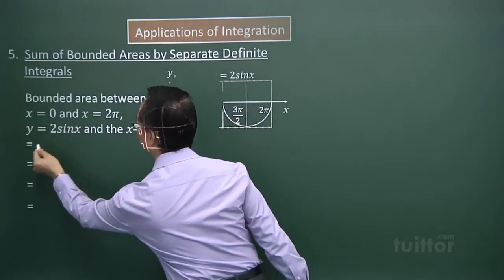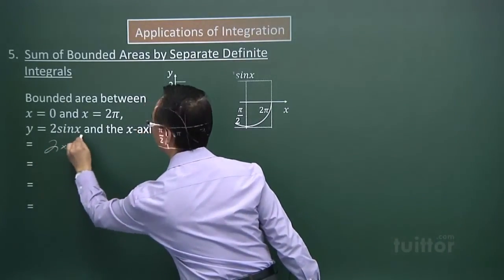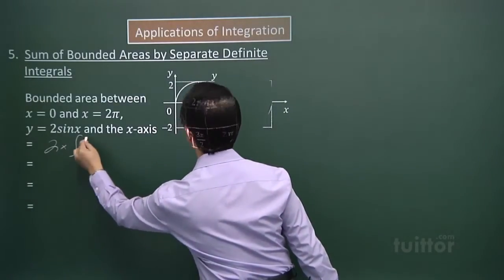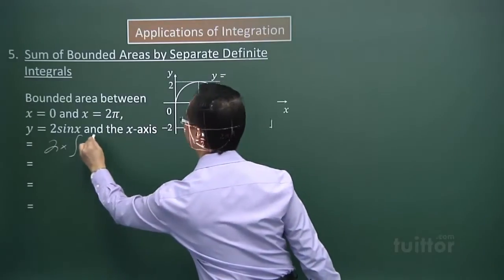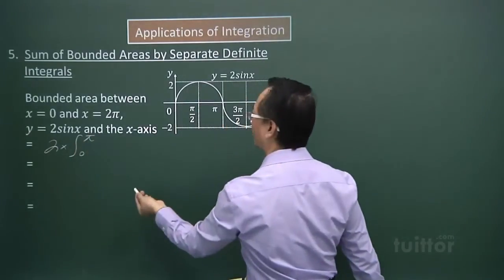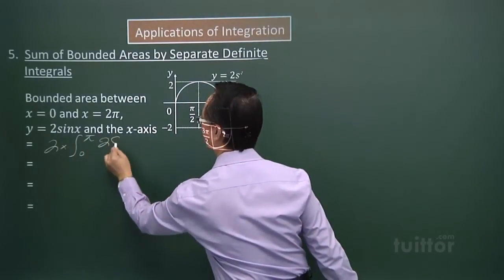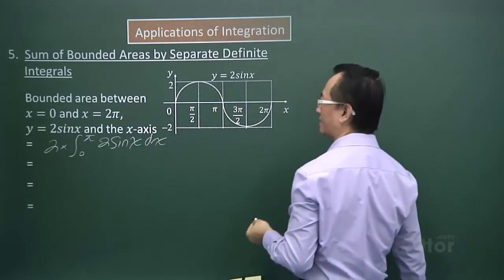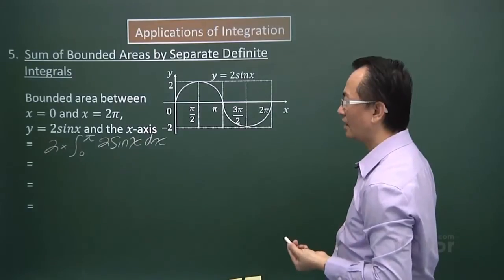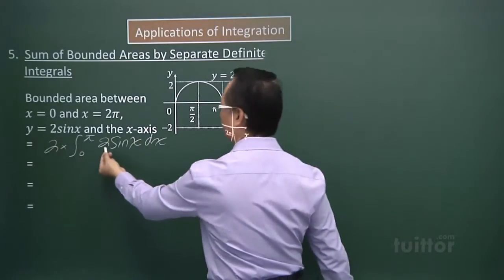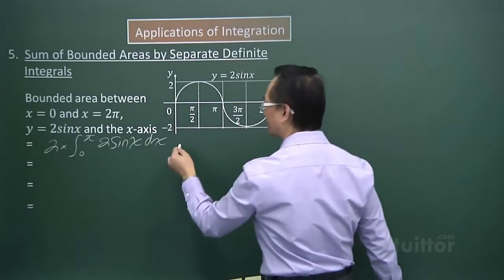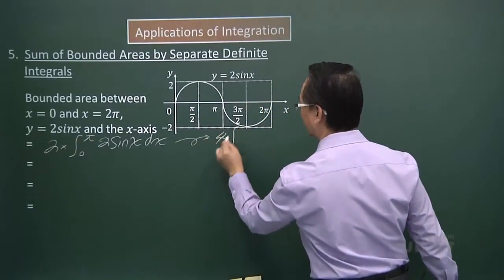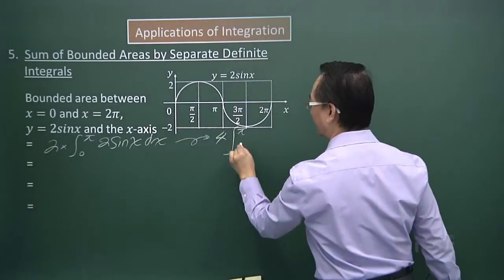2 times the integration of the curve from 0 to pi, 2 sine x with respect to x. So that 2 can be taken out. So I will have this expression.